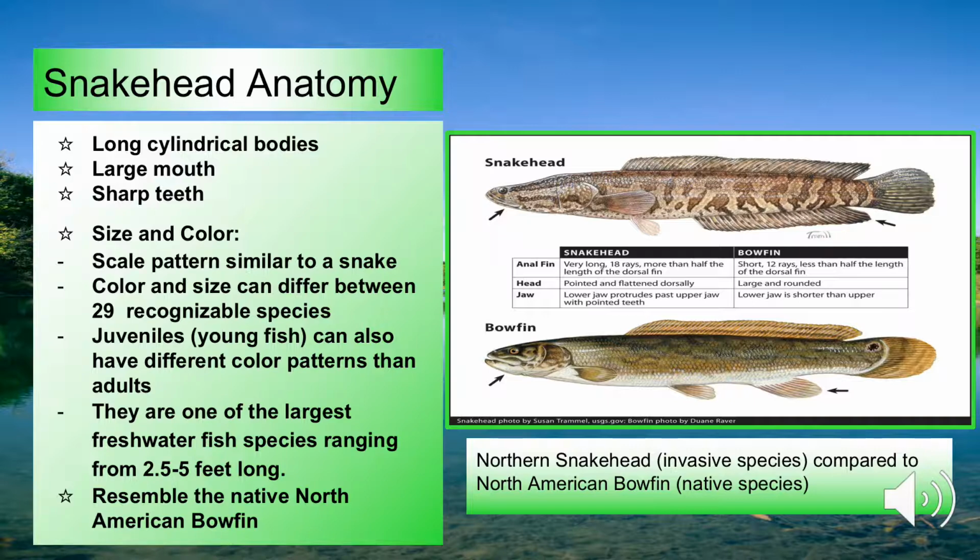The head of a snakehead is very pointed and flattened dorsally, while a bowfin's is very large and rounded. The lower jaw of a snakehead, however, protrudes past the upper jaw with pointed teeth, and the bowfin's lower jaw is shorter than its upper jaw. And the snakehead is also one of the largest freshwater fish species, ranging from 2.5 to 5 feet long.